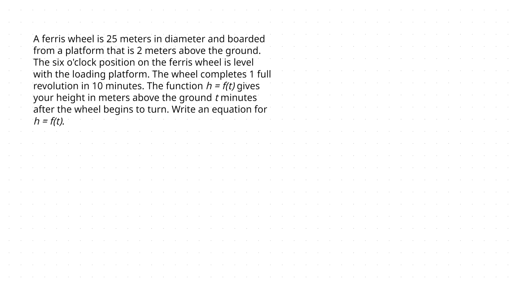The function h equals f of t gives your height in meters above the ground after the wheel begins to turn. And we want to write an equation for h equals f of t. We want to find an equation for this curve.